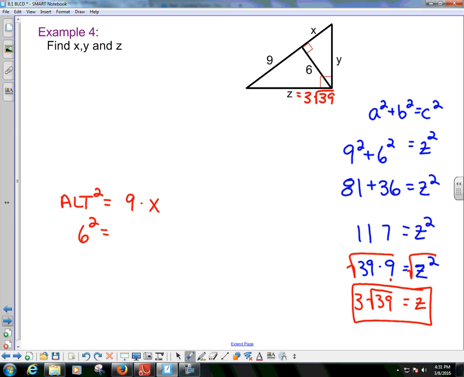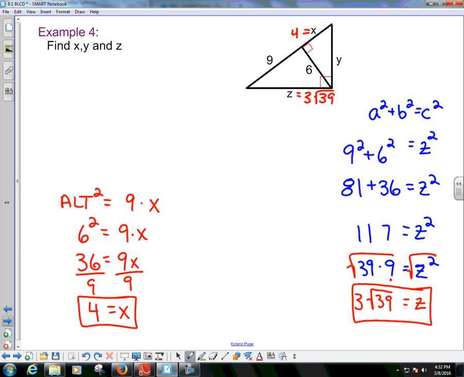6 squared equals 9 times x. 6 squared is 36. 36 equals 9x. I'm going to divide both sides by 9. And that's going to give me x equals 4. Okay, so x equals 4. The next thing I need to do is figure out y.